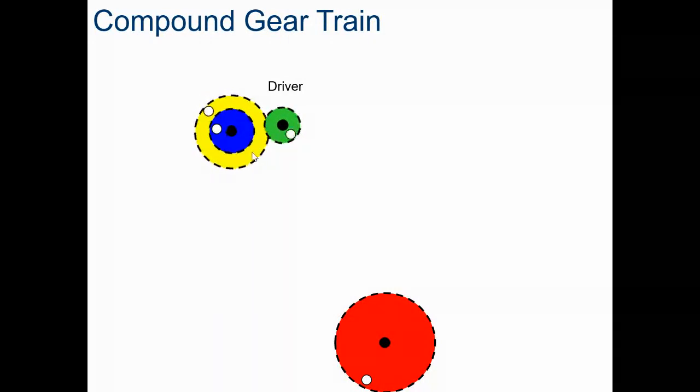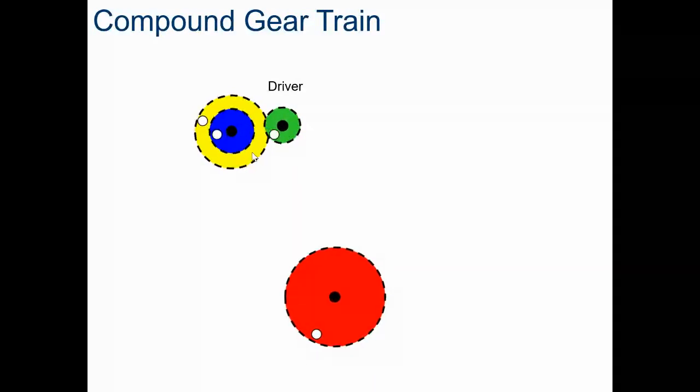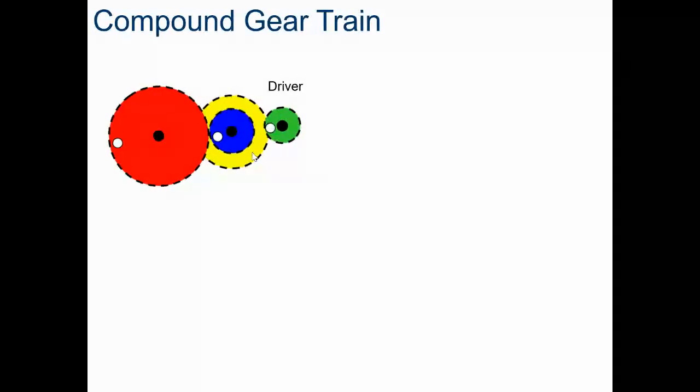That gear train is just the green and the yellow, and the blue one is just hitching a ride for right now. So what we're going to do is take this red one and make a simple gear train between the red and the blue. So now the red and the blue form a gear train, and the green and the yellow form a gear train. So I have two simple gear trains that are connected together by that shared axle.